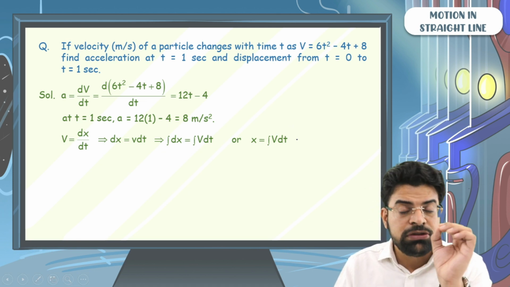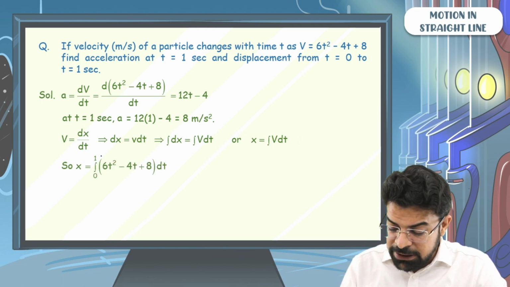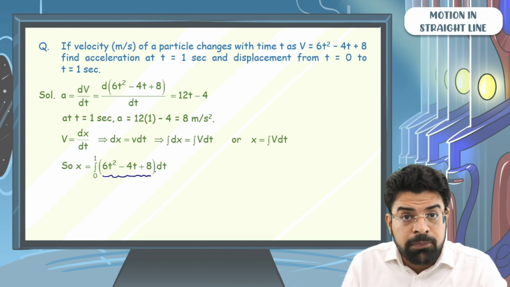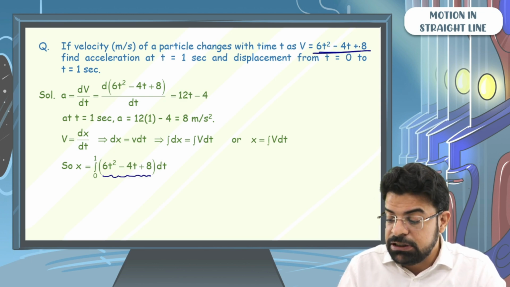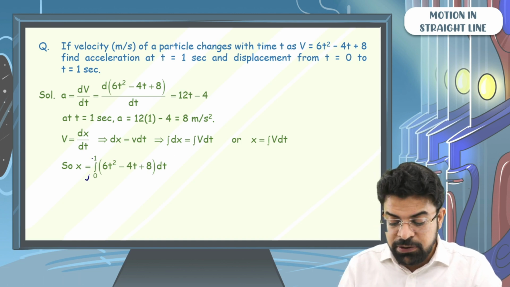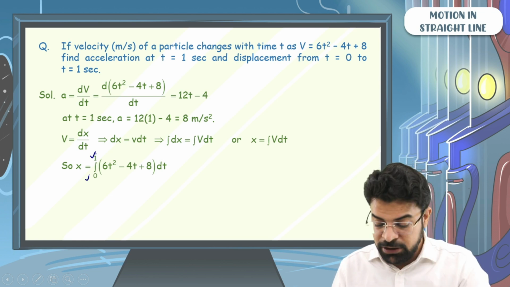But here we need to substitute proper limits on the right hand side. So we can say the displacement is nothing but the integral of v dt, and in place of v I have substituted 6t square minus 4t plus 8, and there is a dt, and we have placed the limit from 0 to 1. Lower limit of time is 0, upper limit of time is 1 always.